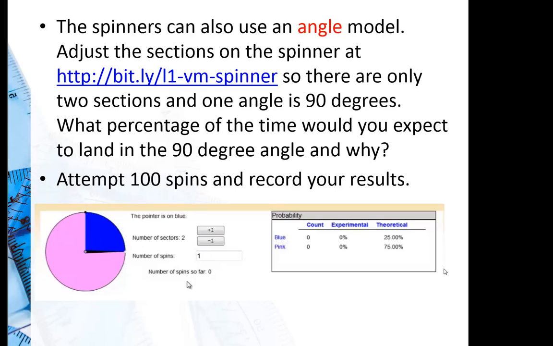And if I spin it, I can go ahead and spin, but let me go ahead and do 100 spins. All right, so the question is, how many times would I expect the pointer to land in this blue section? So let me hit spin, and it's simulating 100 spins. And the theoretical and the experimental, wow, that worked out to 25%. I got 25 spins in blue, 75 spins on pink.